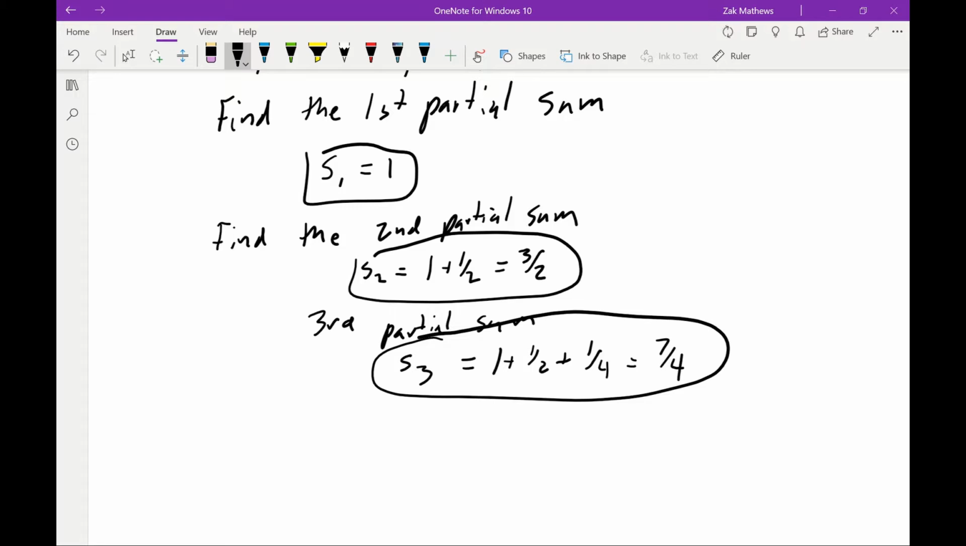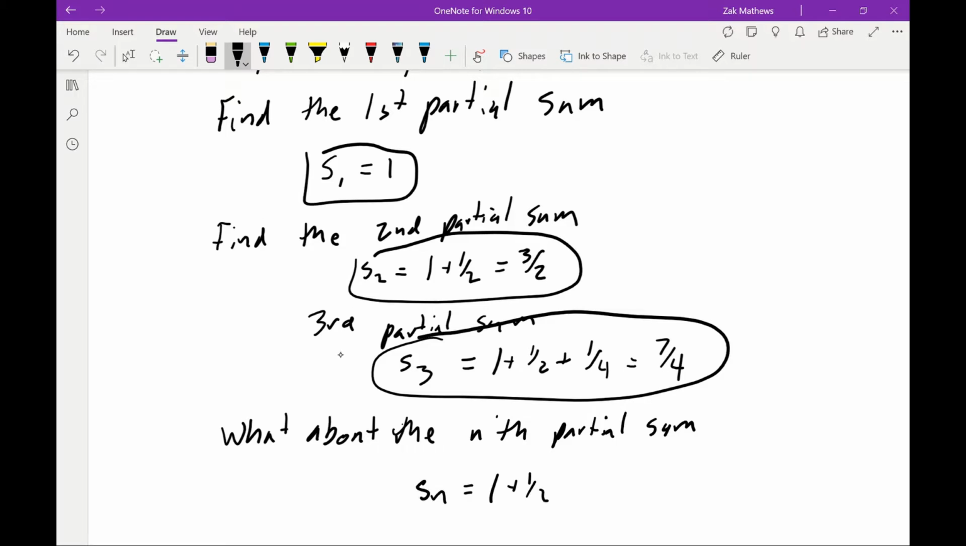But what we want to begin to understand is what the nth term will look like. So what are we adding each time as we go along? What about the nth partial sum? We're starting with 1, then we're adding 1/2, then we're adding 1/4. So what are we adding each step along the way? Well, these numbers are equal to 1 over 2 to the n minus 1.